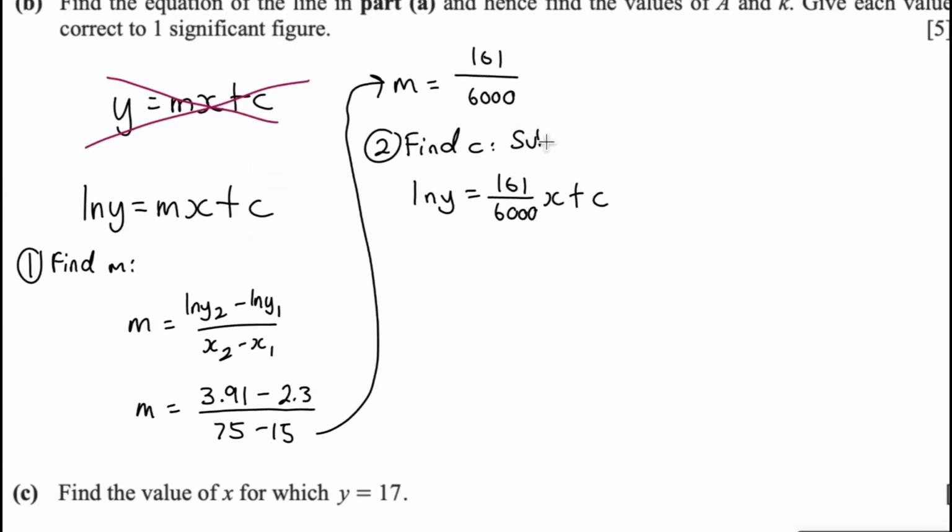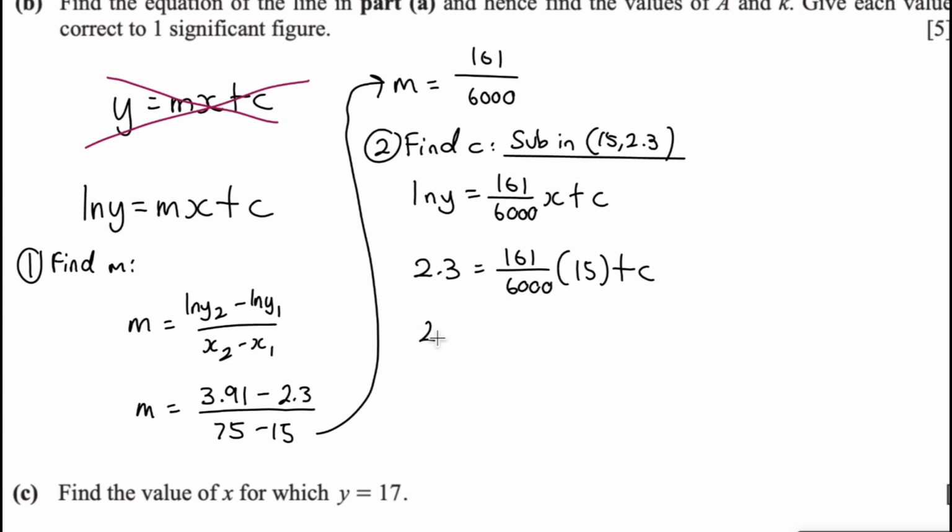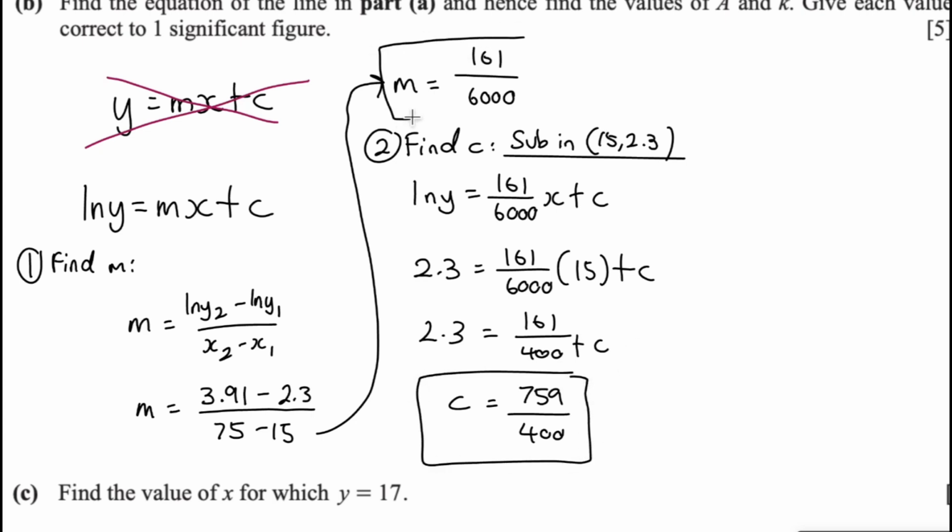So I'm going to sub in 15, 2.3. And when you do this, the whole ln y gets replaced with 2.3, because remember, 2.3 doesn't represent y, it represents ln y. And then your value for x is 15. And we are going to calculate this out. So let me just times 15. 161 over 6,000 times 15. That's 161 over 400. And c is 2.3 minus that, which if I put into my calculator gives me 759 over 400. So that's the value of c and the value of m.